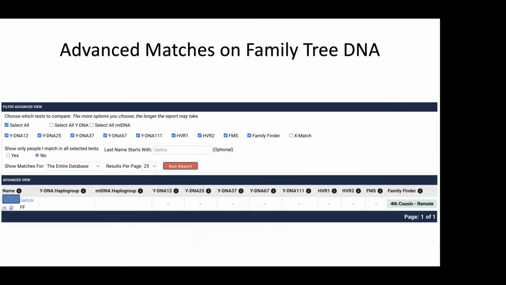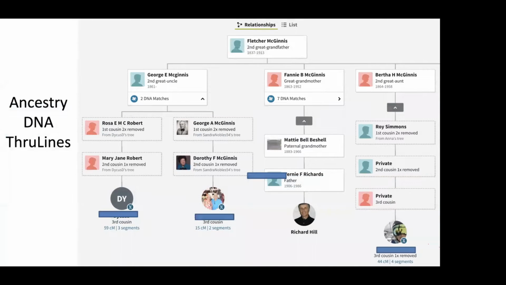Since Family Tree DNA is the one company that offers all the test types and some different levels of Y-DNA testing, they have an advanced matches tool. In this example, I have selected all the tests and just look to see if any of my matches has the same surname as one of my grandparents. One of them does. You can also use it to find people who match you on more than one test. For example, on a Y-DNA test and Family Finder.